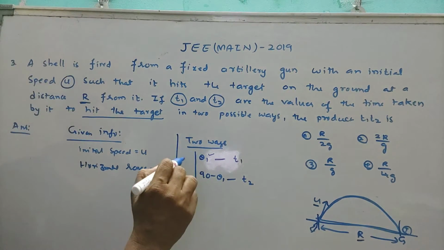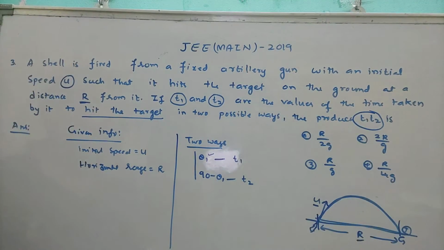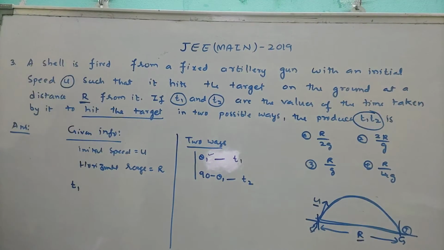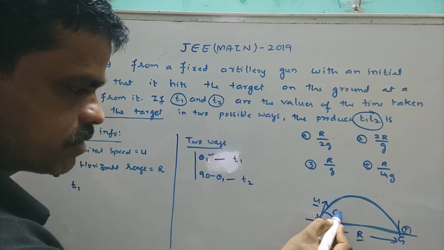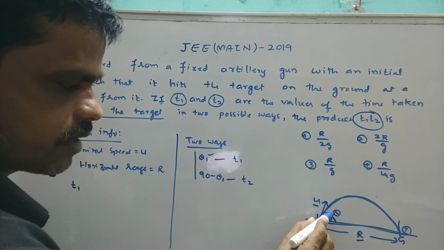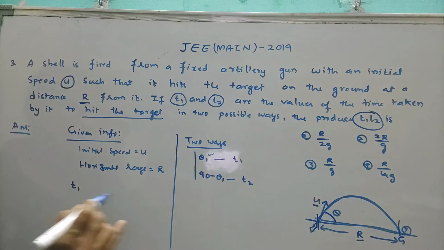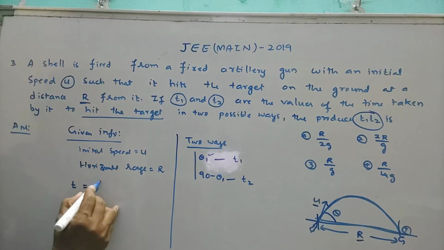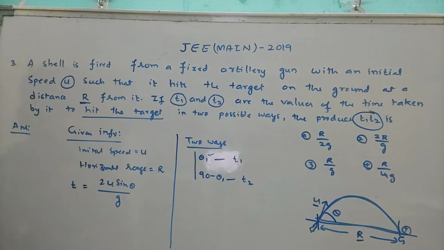So what is required in this question is t1 into t2. For that we first have to calculate t1. Generally, in oblique projection, if the projectile is projected with angle theta with the ground, then the total time of flight is t equal to 2u sin theta by g.